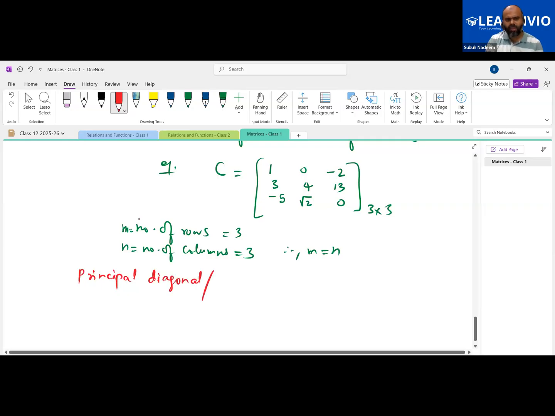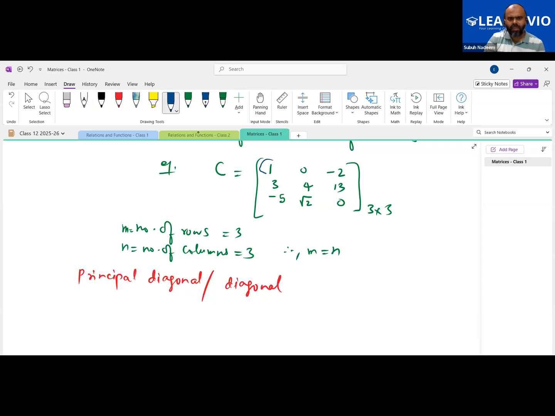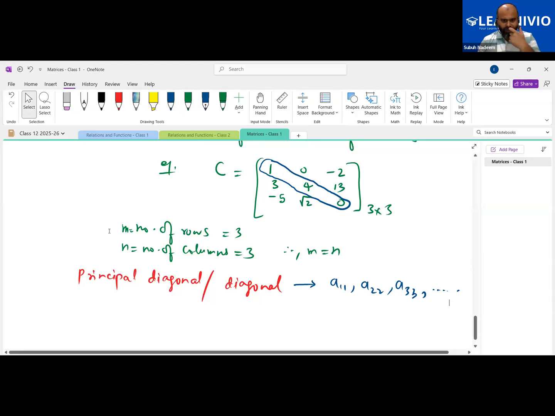Principal diagonal, or we can just call it diagonal. So diagonal is basically the elements, these elements are the elements of the diagonal. These elements are A11, A22, A33. That means first row, first column element, second row, second column element, third row, third column element. If it is a larger matrix, then fourth row, fourth column element, like this. So these are the elements of the diagonal.